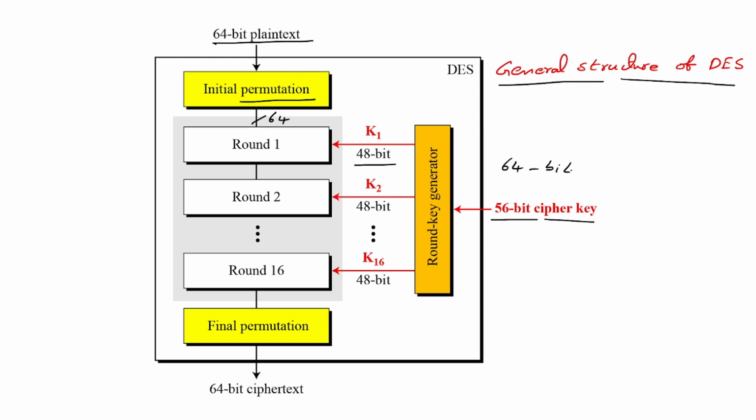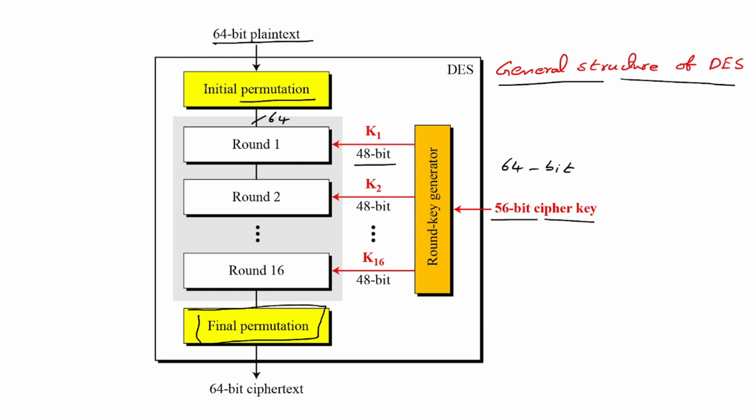From 64-bit we need to generate the 56-bit cipher key. So later we will see the procedure. So like this we need to perform 16 rounds. So after the 16th round the final permutation will be there. This is also called the inverse of initial permutation.